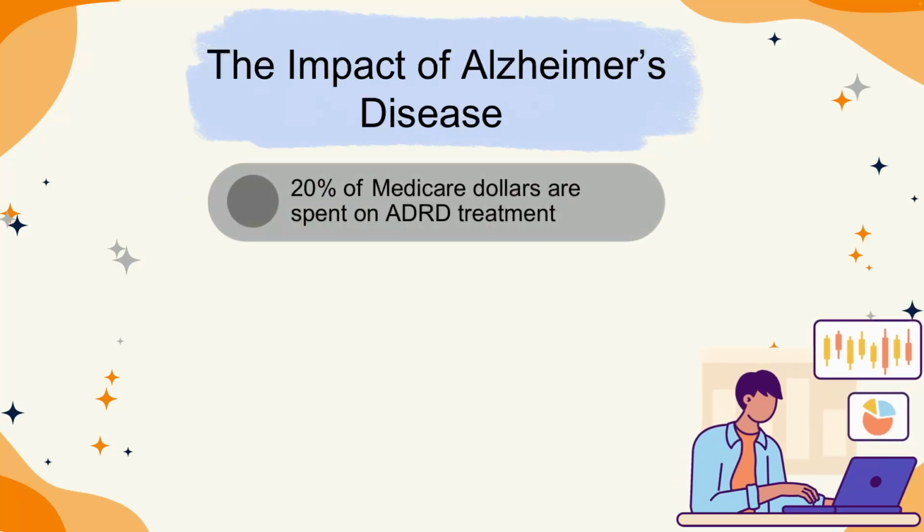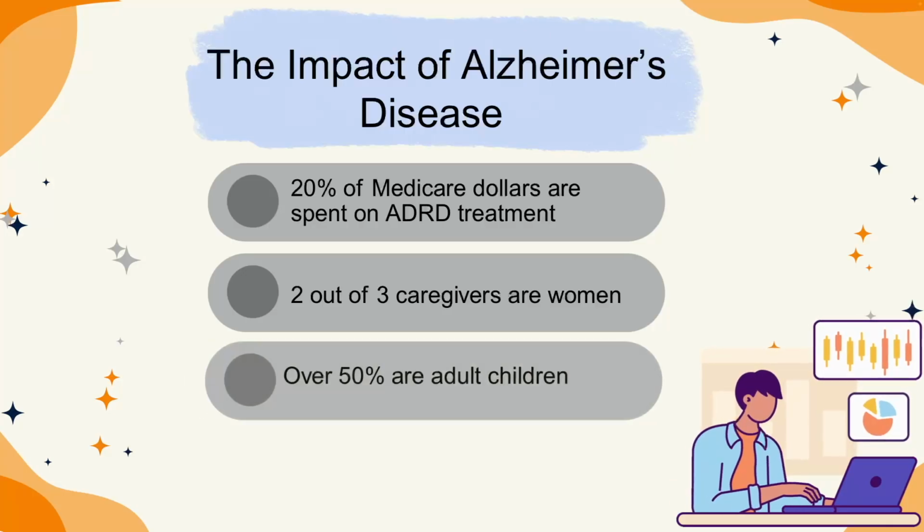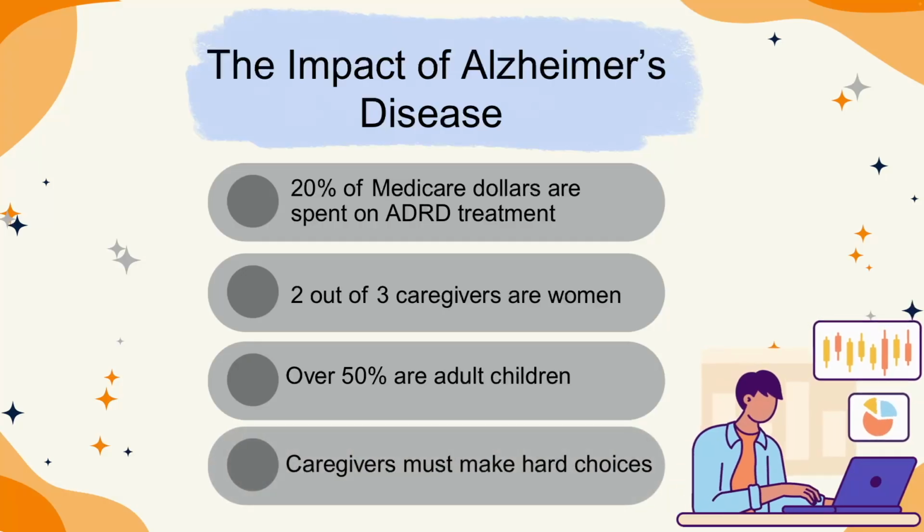Almost 20% of Medicare dollars are spent on people with Alzheimer's disease and other dementias. 2 out of 3 caregivers are women. Over 50% are the adult children of the person with the disease. Many caregivers must make hard choices to care for their loved ones. For example, leaving their jobs and making decisions about care when their loved one cannot.